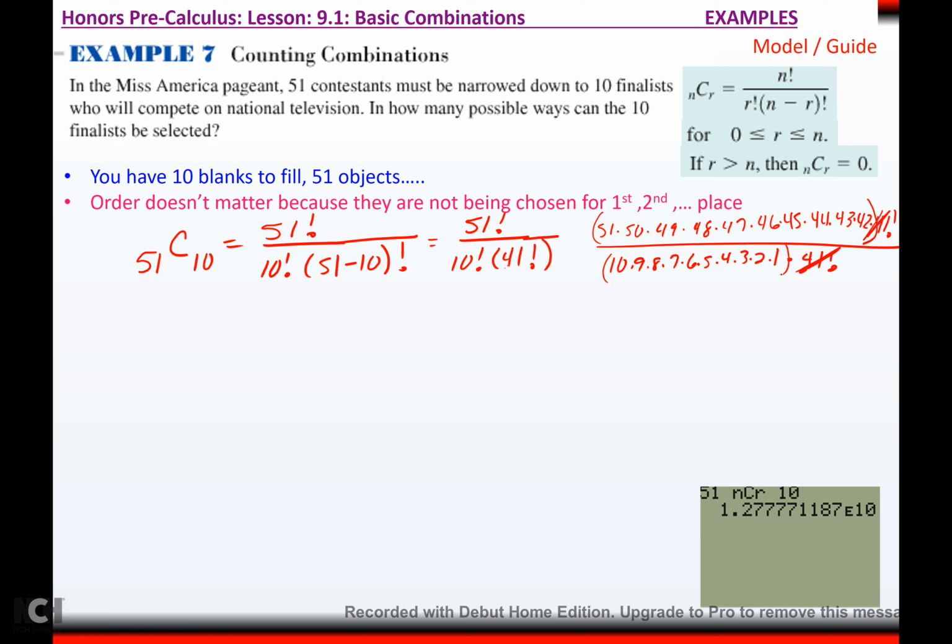So again, if we use our calculator, I type the 51, then do math, prob, 3. Alright, and then I type the 10 in, and I get this number, which is 1.27777187. This E10 means this decimal is 10 places to the right. 1, 2, 3, 4, 5, 6, 7, 8, 9, 10. Fill in the zeros, and that's my number. Huge.